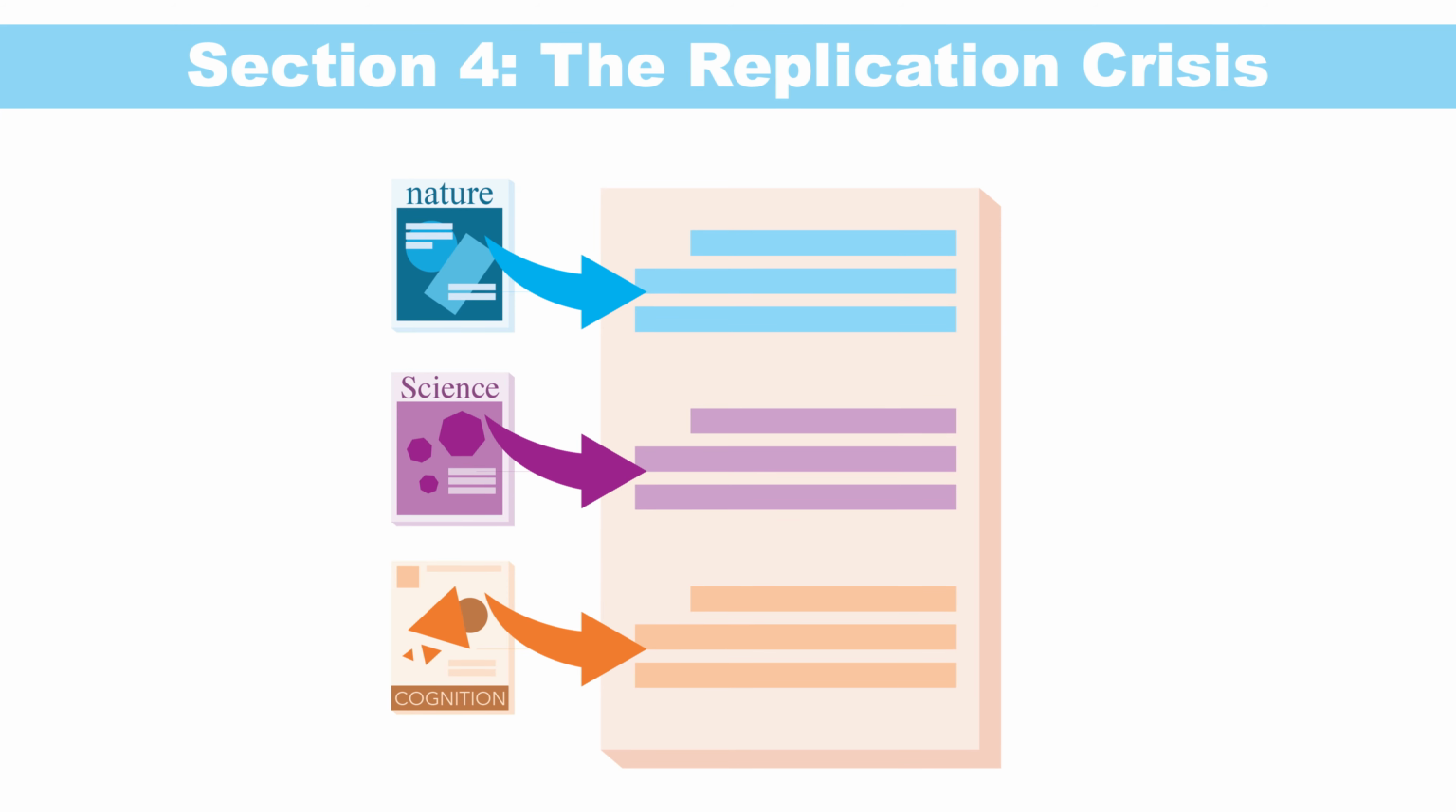We've talked about how ethics safeguard participants and ensure fairness in research, but ethics alone don't guarantee that the results of a study are reliable. In recent years, psychology and other scientific fields have faced a significant challenge, what is known as the replication crisis. What does this mean? It means that many studies, when repeated, fail to produce the same results as the original. And in science, replication is crucial. It's how we confirm that findings are robust and not just flukes.